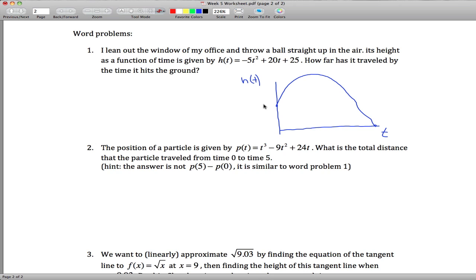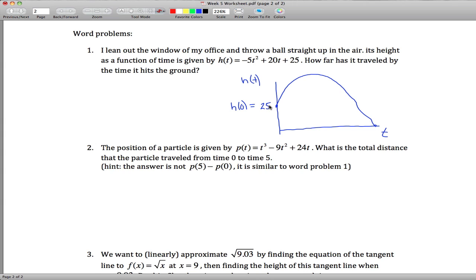But what I want to point out is that the height right here is 25. That is h of 0 equals 25. And the height at the end here is 0, right? It's when the ball hits the ground. But the question is, how far has it traveled by the time it hits the ground? Your answer wouldn't just be the height at the end minus the height at the start, or the height at the start minus the height at the end. It's not just 25 minus 0. This ball's gone a lot further than 25 feet, right?